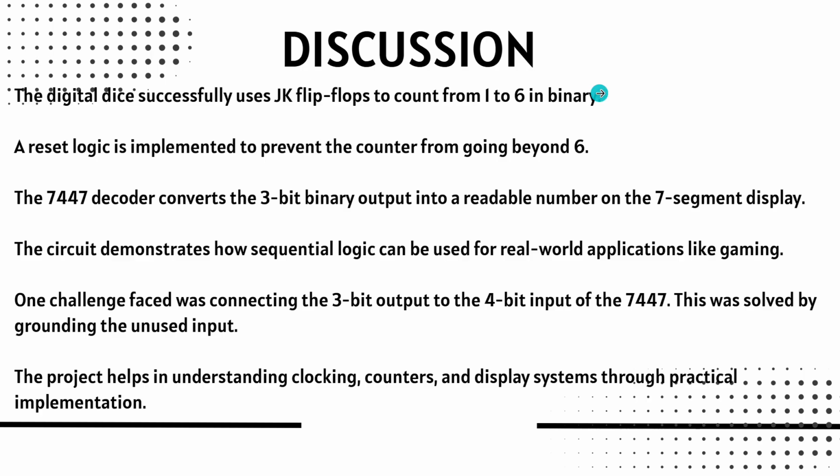So the discussion will be digital dice successfully use JK flip-flop to count from 1 to 6 in binary. A reset logic is implemented to prevent the counter from going beyond 6. And then the 7447 decoder convert the 3-bit binary output into a readable number on the 7 segment display. The circuit demonstrate how sequential logic can be used for real-life application like gaming.